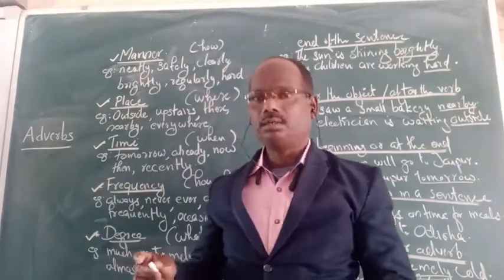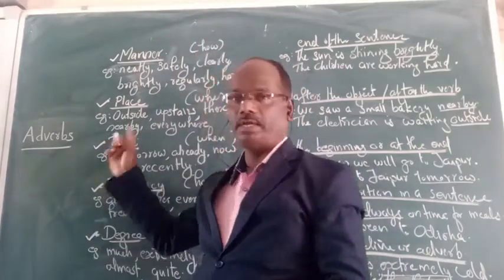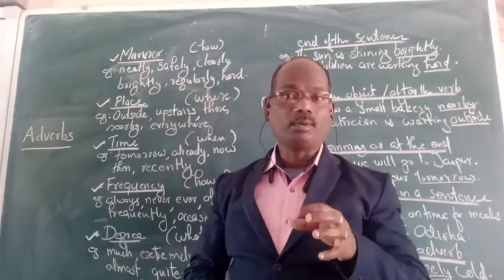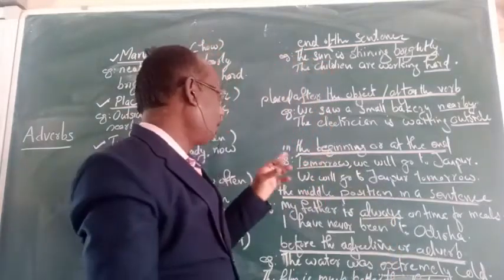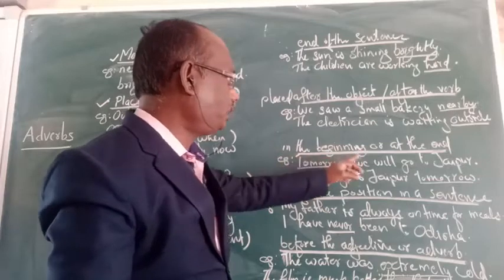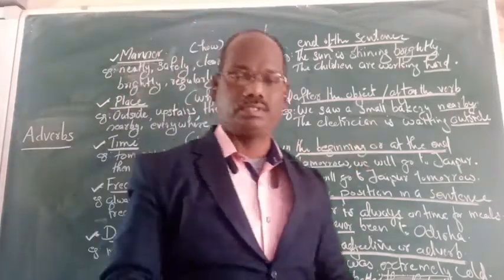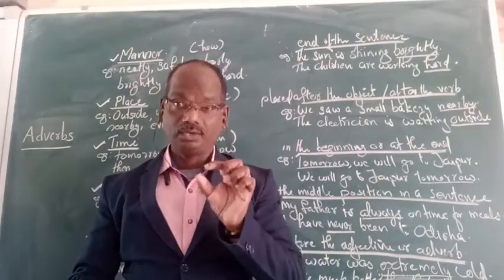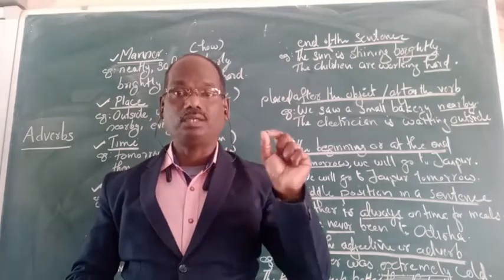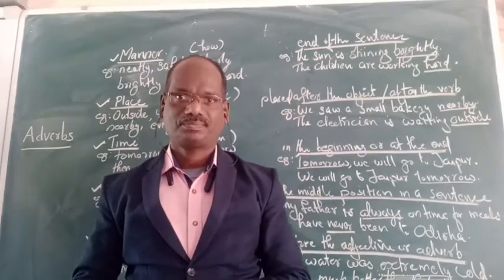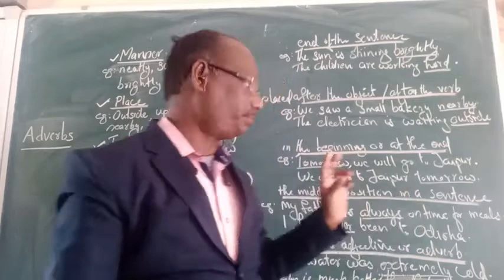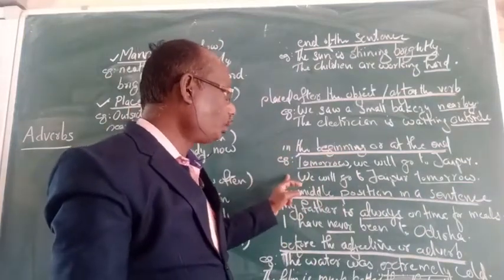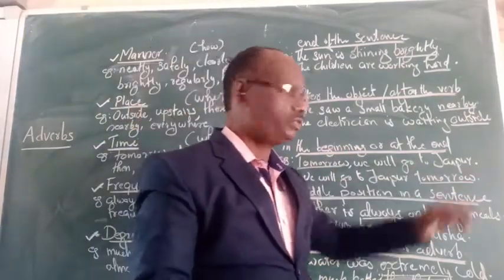Then, what is the position of the adverb of time? The adverb of time we use in the beginning or at the end of the sentence. In the beginning of the sentence or at the end of the sentence. Here you can see one example. Tomorrow we will go to gym.